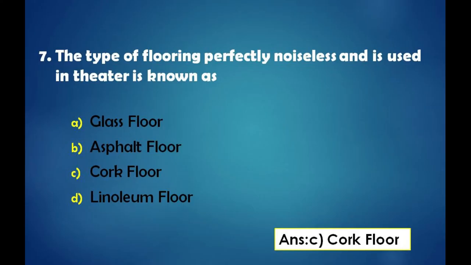The type of flooring perfectly noiseless and is used in theater is known as A. Glass floor, B. Asphalt floor, C. Cork floor, D. Linoleum floor. The answer is, the type of flooring perfectly noiseless and is used in theater is known as a cork floor.